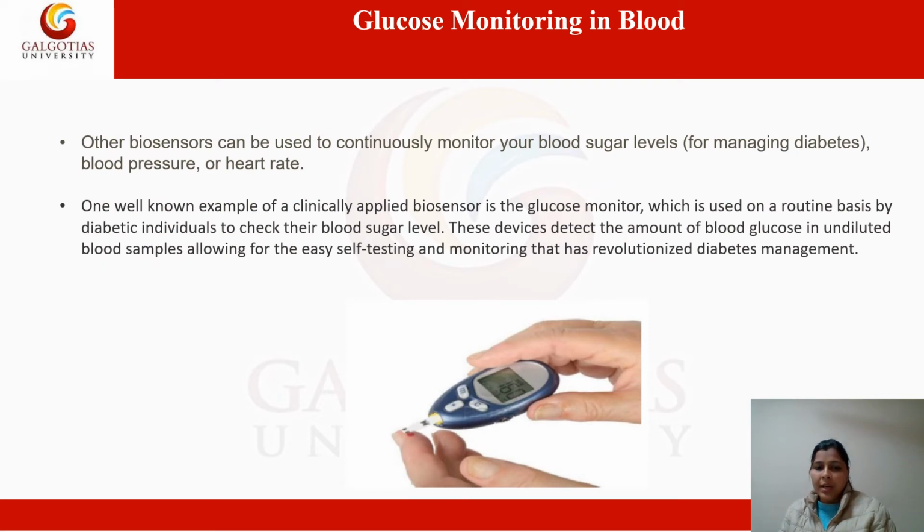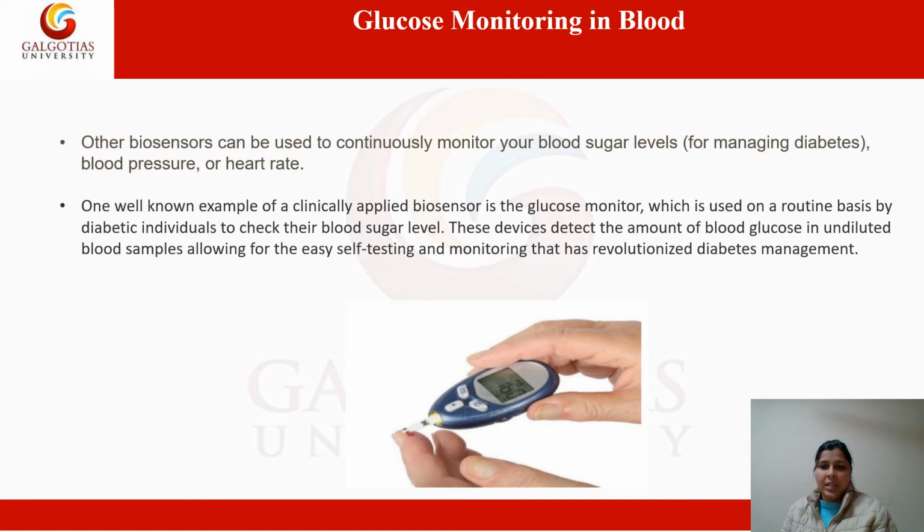One more popular biosensor we use in our day-to-day life is the blood glucose monitor. What does glucose monitoring do? It is used by diabetic patients. They continuously monitor their blood sugar level with the help of this, or they can measure their blood pressure, heart rate, etc. with the help of these meters.